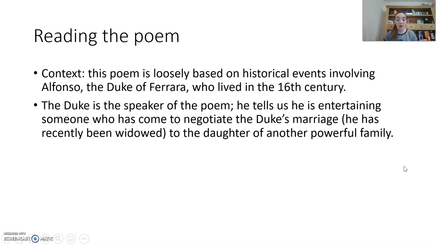So, reading the poem. The poem is loosely based on the historical events revolving around Alfonso, who lived in the 16th century, and the Duke is the speaker of the poem. So it's the Duke who's talking, he's the narrator, and he tells us he is entertaining someone who has come to negotiate the Duke's marriage. He's recently been widowed, and someone has come to negotiate his next marriage to the daughter of another powerful family.